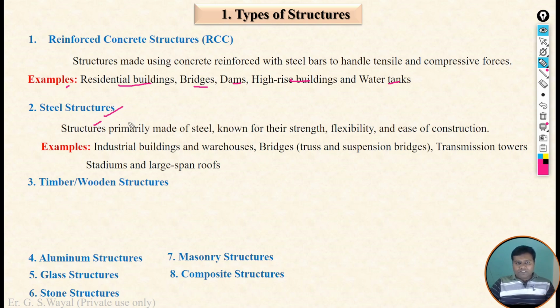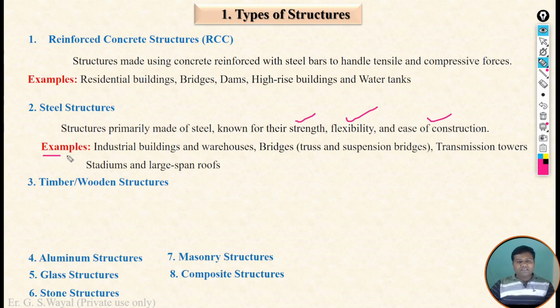So structures that are primarily made of steel, means the structure is basically made by steel, that structure is called a steel structure, known for its strength, flexibility and easy construction. So a steel structure has more strength, it's very flexible and easy to construct, okay, because we are using only steel to construct that particular structure. So that structure is called a steel structure, okay.